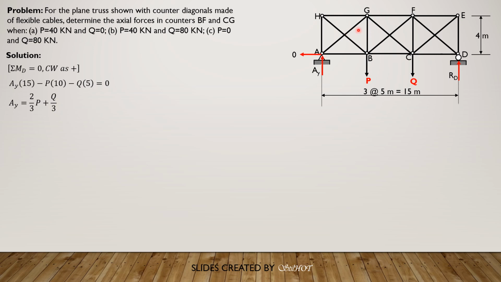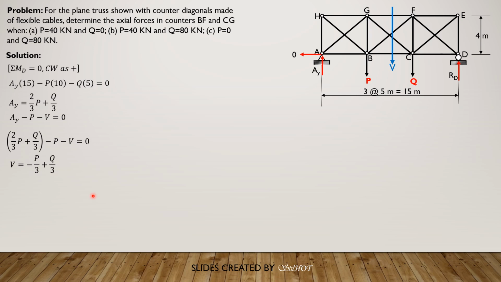So let's assume that the shear in this panel containing members BF and CG, the counter diagonals, is downward. So let's now determine V in general in terms of P and Q. So AY minus P minus the shear in this panel equals 0, summation of forces along Y, of course. So the shear in the panel is AY minus P, where AY is 2/3 of P plus Q over 3, then minus P equals V. So the shear is negative P over 3 plus Q over 3.